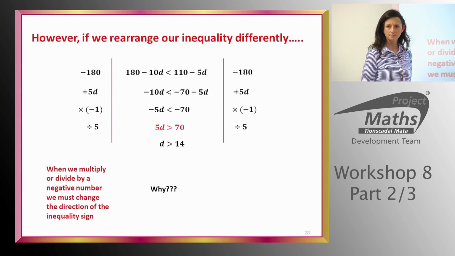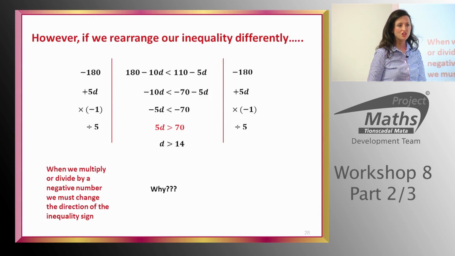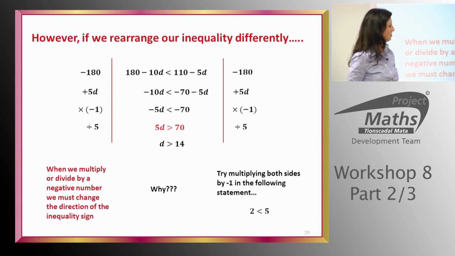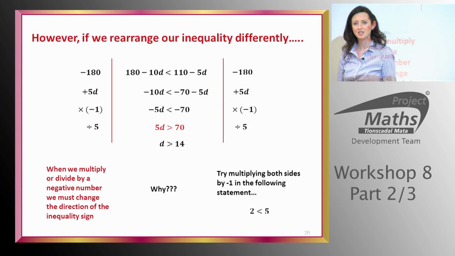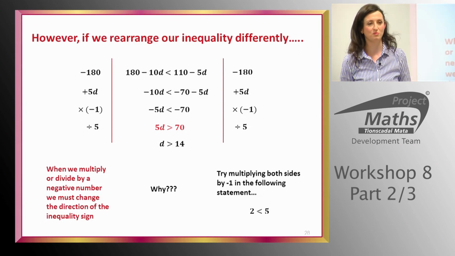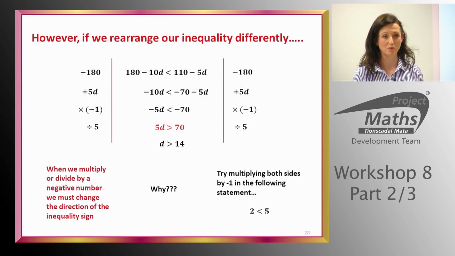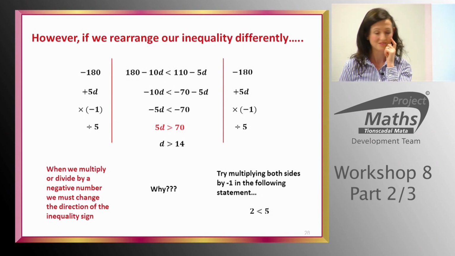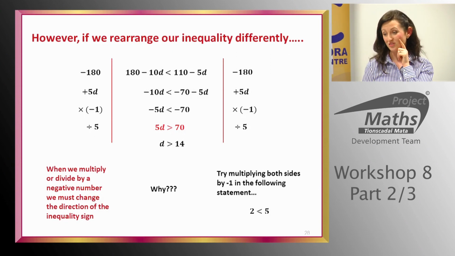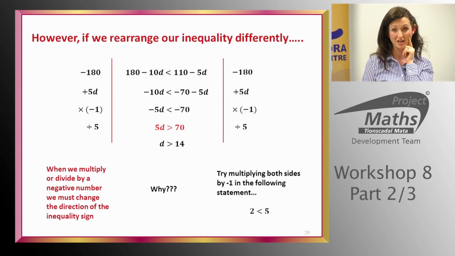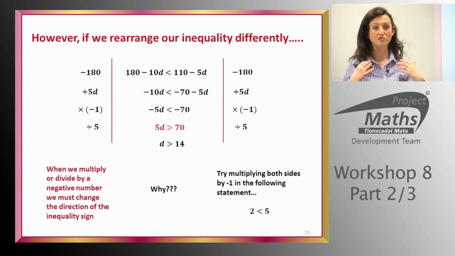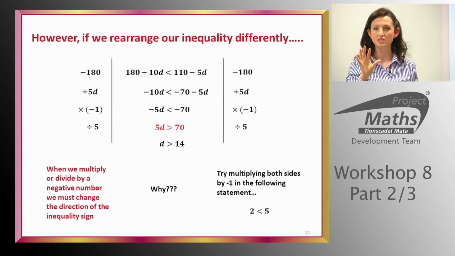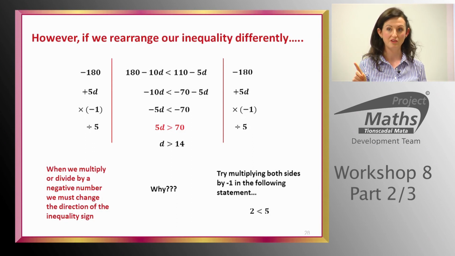Okay, so why is that? Just if you ask the question, I have the statement 2 is less than 5. Now, get the kids to multiply across by minus 1 and talk to you about what's going on. So what's going to happen there? Yeah, you're going to have minus 2 is less than minus 5, and that is wrong, incorrect. So I think if you give them a few examples with numbers, they'll see why they have to change the direction of the inequality if they multiply or divide by a negative number.